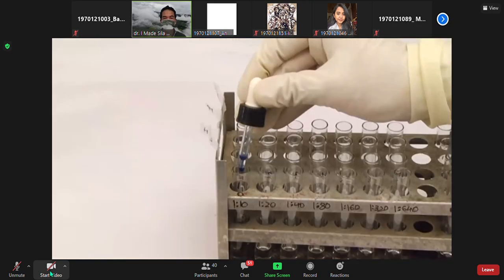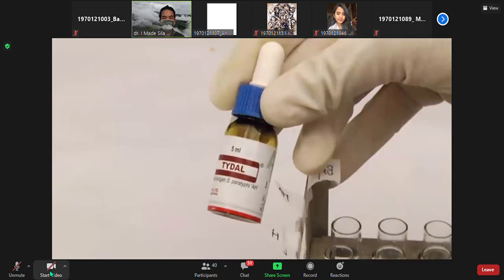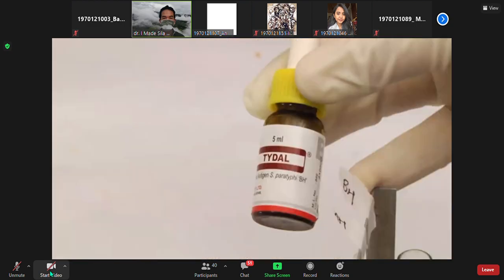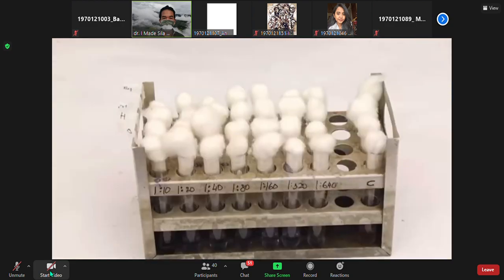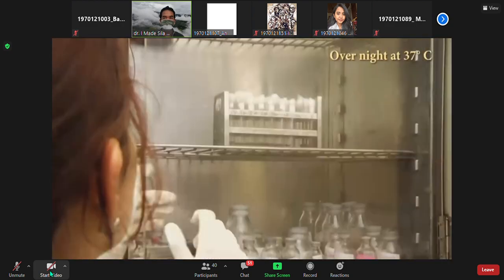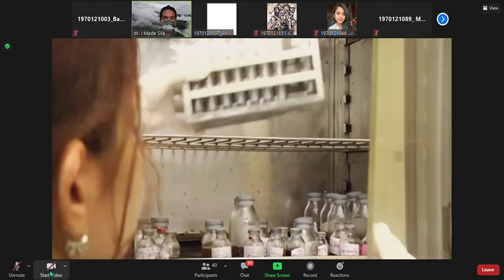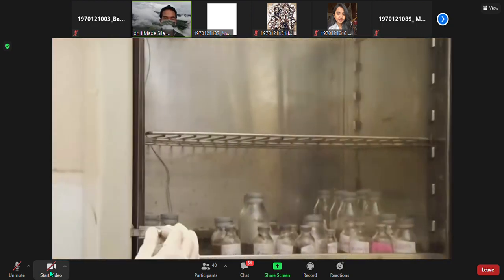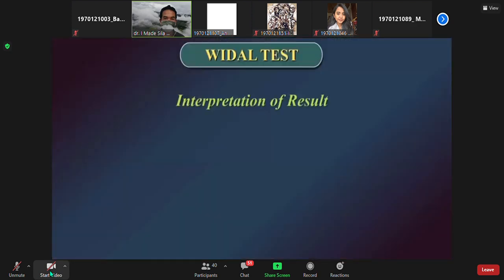To all the tubes, that is, 1 to 8 of each set, add 1 drop of the respective well-mixed antigen suspensions from the reagent vials and mix well. Cover and incubate overnight at 37 degrees centigrade. After incubation, dislodge the sedimented button gently and observe for agglutination.